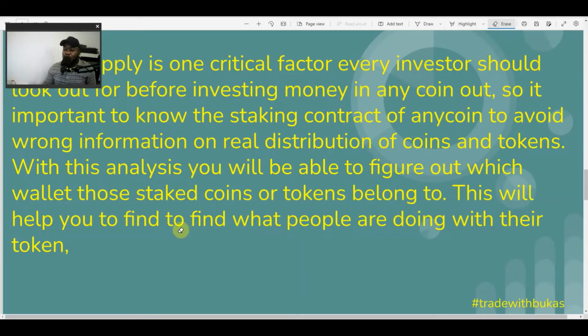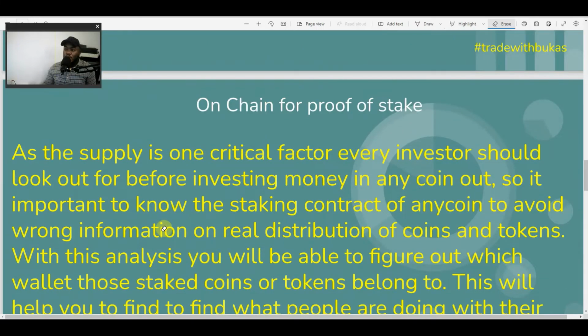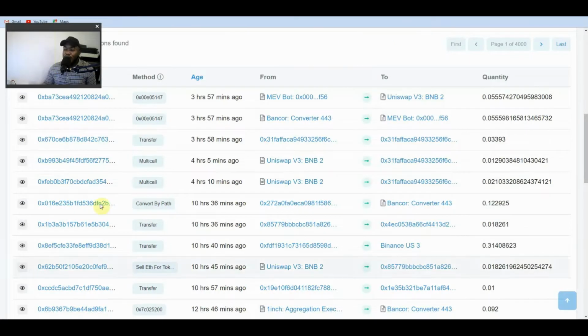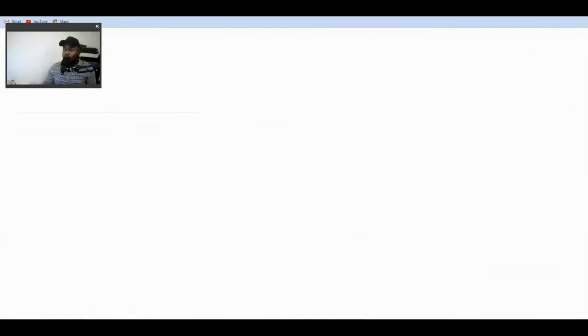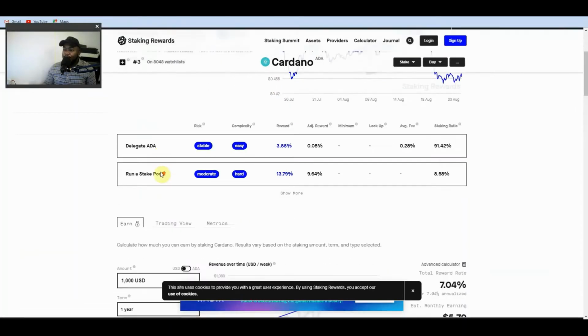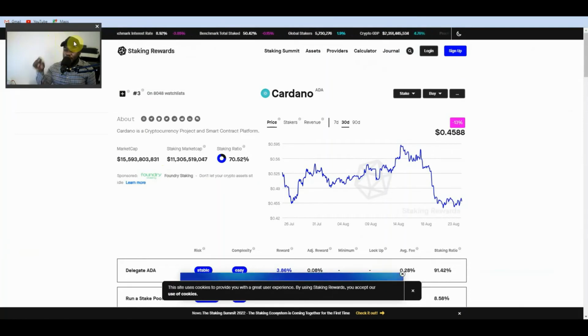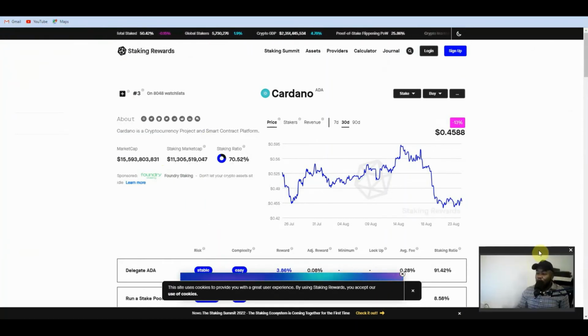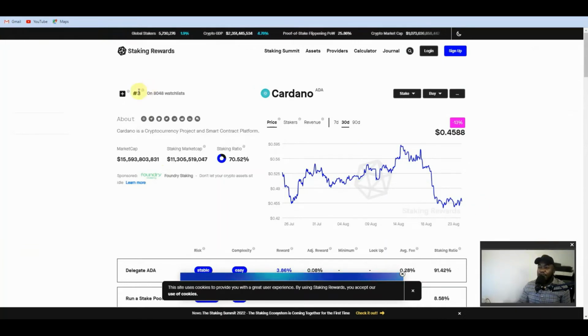This will help you to find what people are doing with the particular token that you are investing in. Now if you look here, the description of all these tools, I'm going to leave the links of all these tools in the description of this video below.